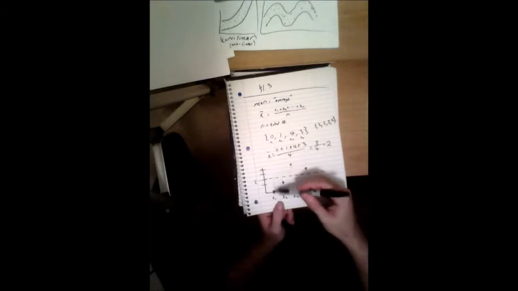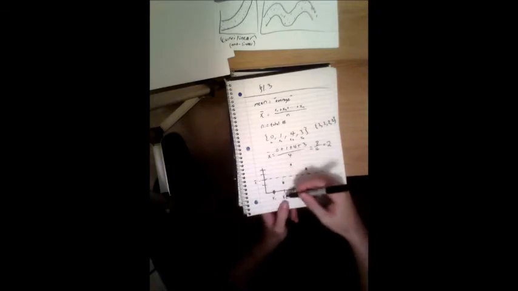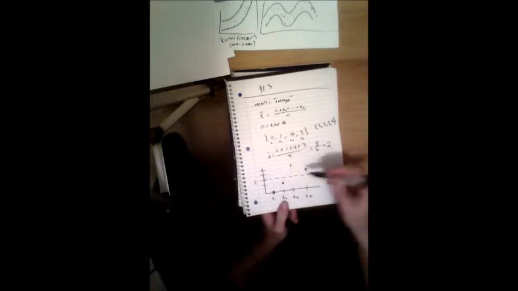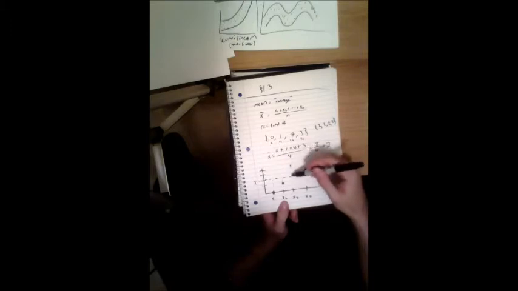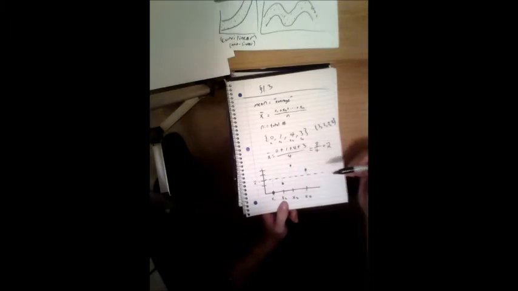Well, the difference here is x1 minus x bar, right? And this is x2 minus x bar. So 1 minus 2. This is 4 minus 2. And this is 3 minus 2. So we can find these differences.